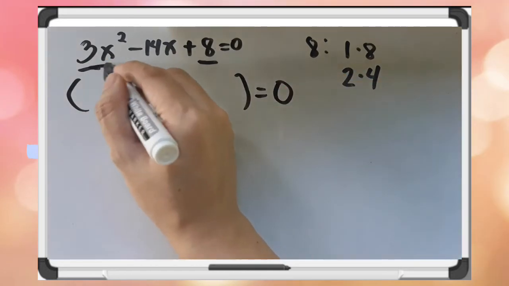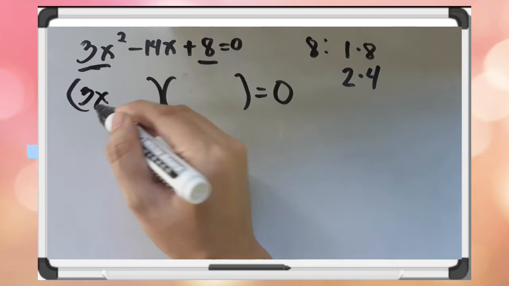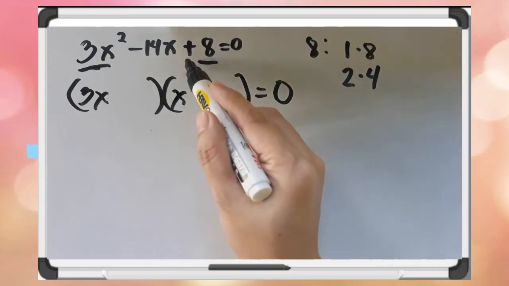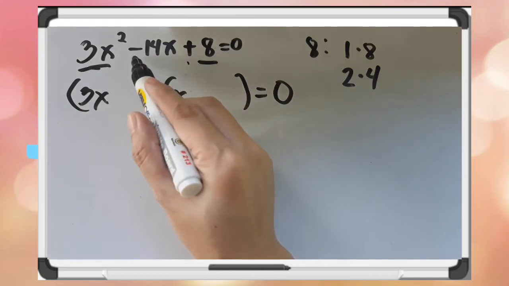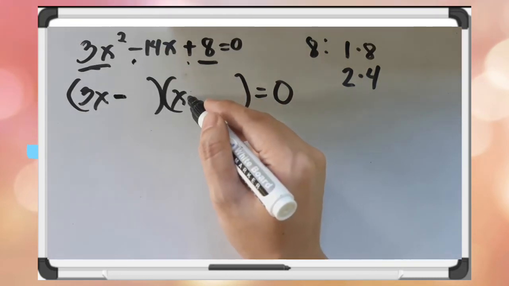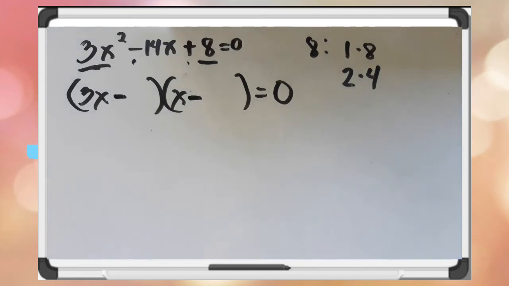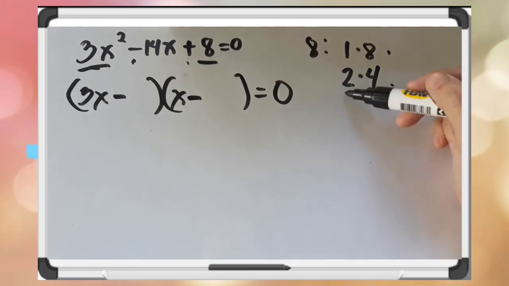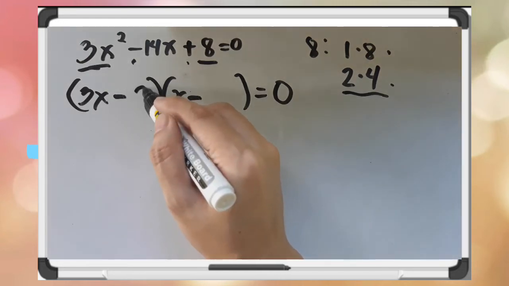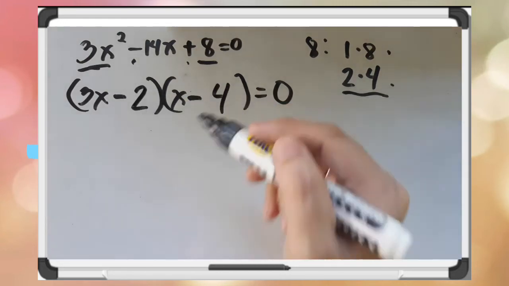The factors of 3x squared are 3x and x. Since the sign of the last term is positive, the signs of the factors are the same, negative, which is the sign of the middle term. Now, we will select one factor to be used. So, I will use 2 and 4. So, I will place 2 here and 4 here.